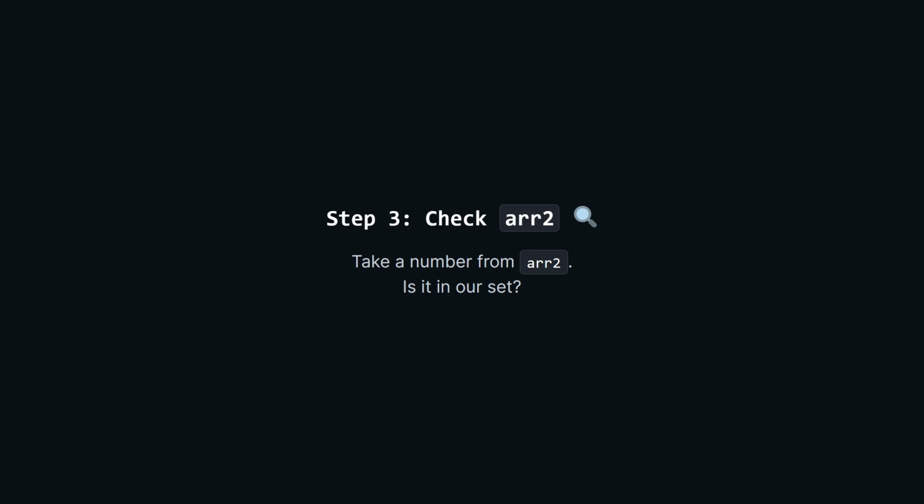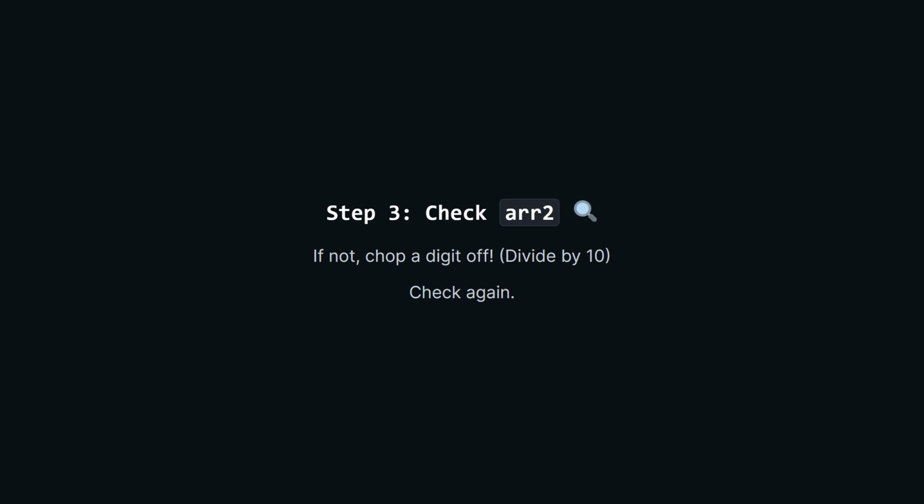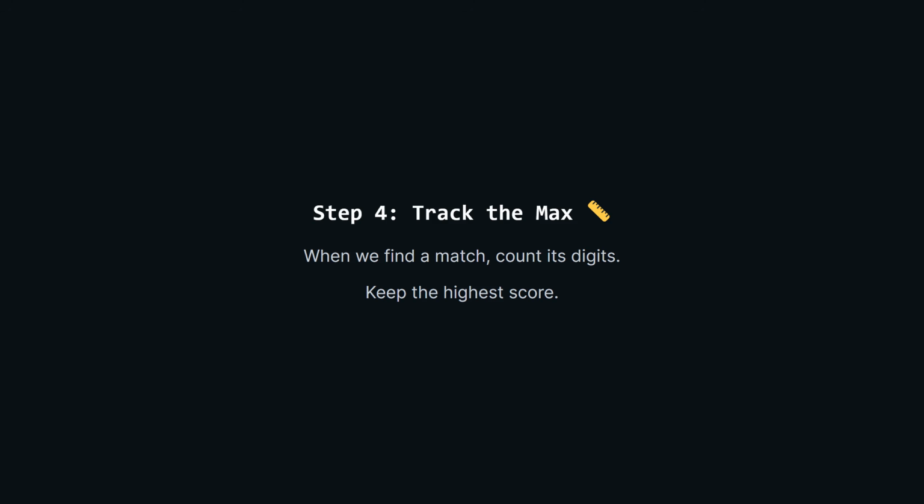Once our set is built, we move to the second list. For every number here, we ask a simple question. Is this number in our set of prefixes? If the whole number isn't in the set, we just divide it by 10 to chop a digit off and check again. We keep reducing it until we find a match in our set. The moment we find a matching prefix, we figure out how many digits it has. We keep track of the biggest length we've found across all numbers, and that's our answer.